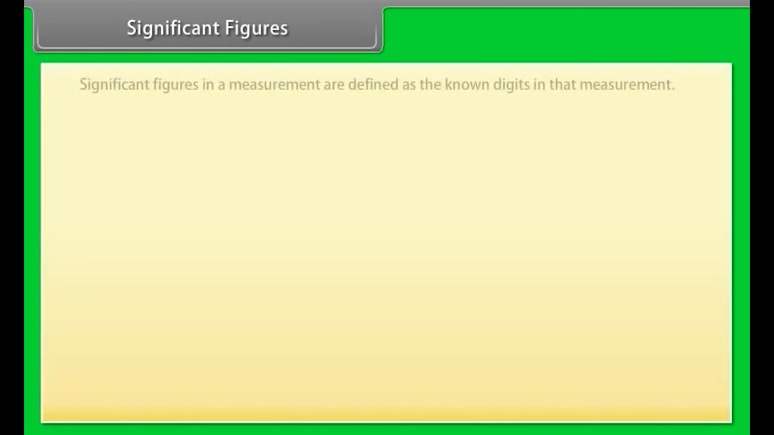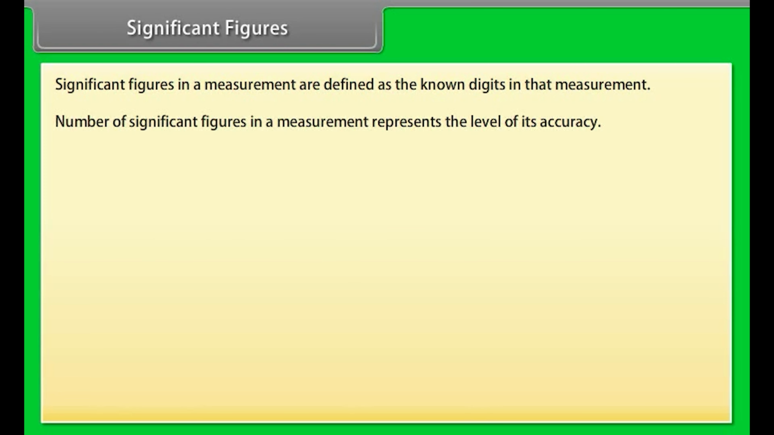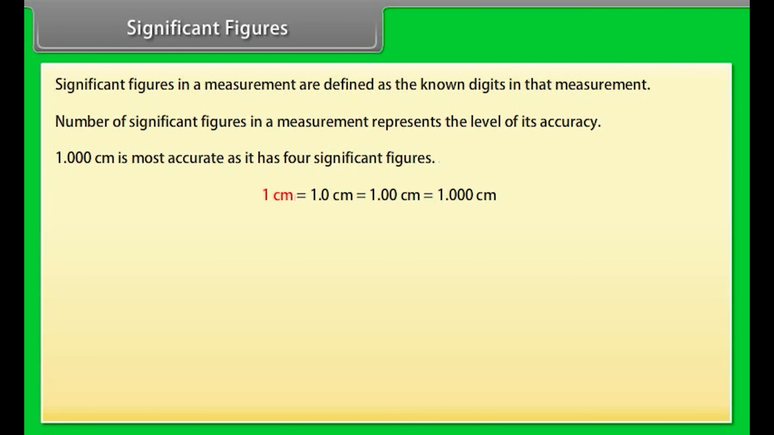Significant figures. Significant figures in a measurement are defined as the known digits in the measurement. Number of significant figures in a measurement represents the level of its accuracy. It means more the number of significant figures in a measurement, more accurate that measurement is. Let us take an example. 1.000 centimeter is most accurate as it has 4 significant figures.